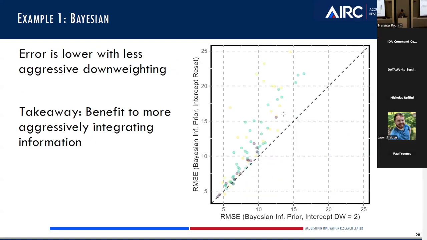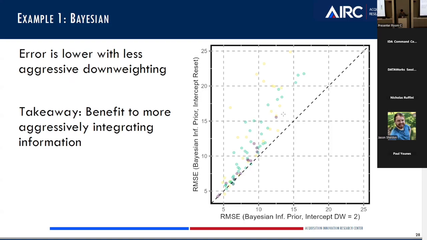Okay, now let's look at the Bayesian methods. Here on the x-axis, I have where I double the intercept uncertainty, and on the y-axis, I reset the intercept uncertainty. So the y-axis is very aggressive down weighting when we go between test phases. And we see that maybe I was over-aggressively down weighting for this y method, because I'm forgetting too much when I go between test phases, right? And as a result, I'm getting worse estimates for the behavior in the end.